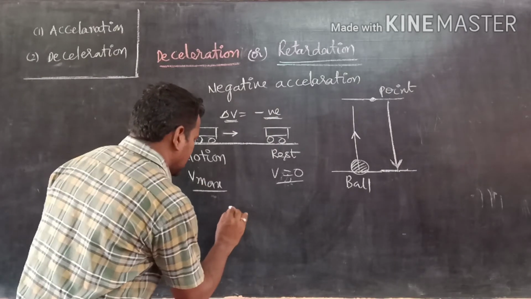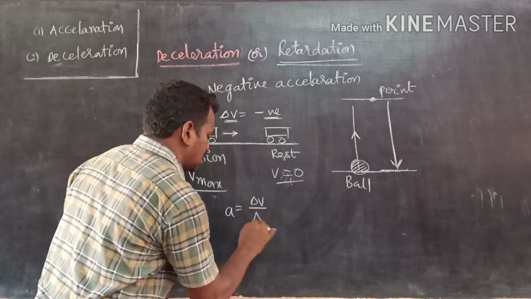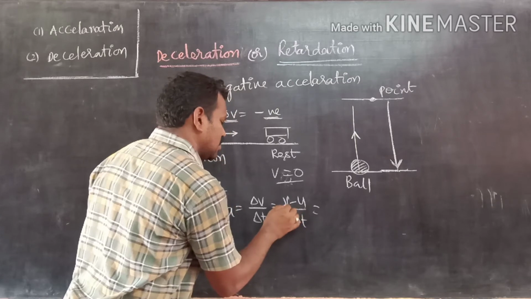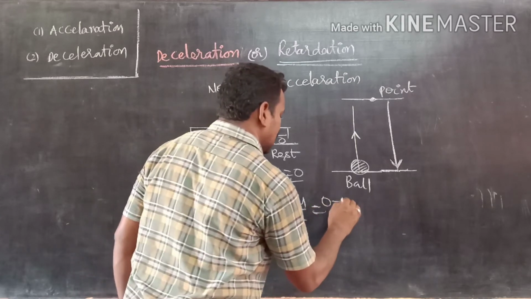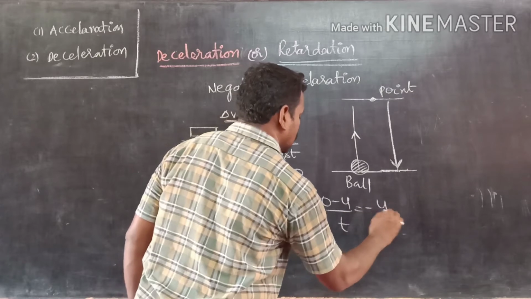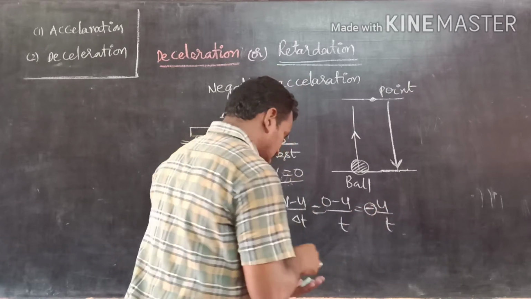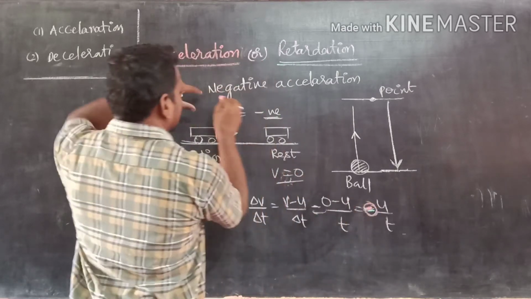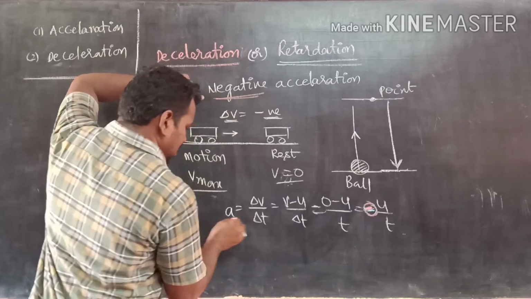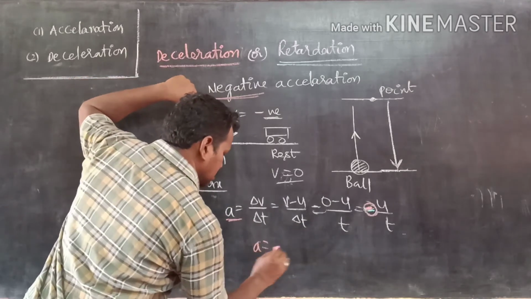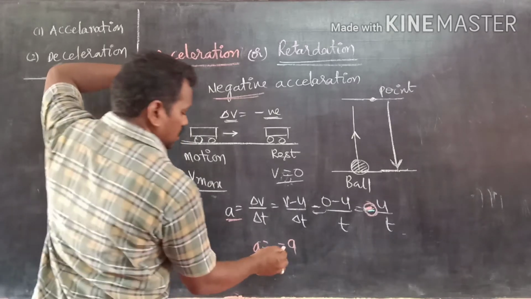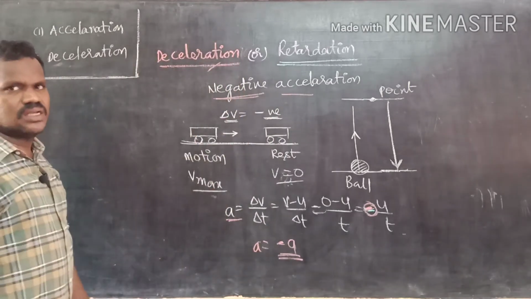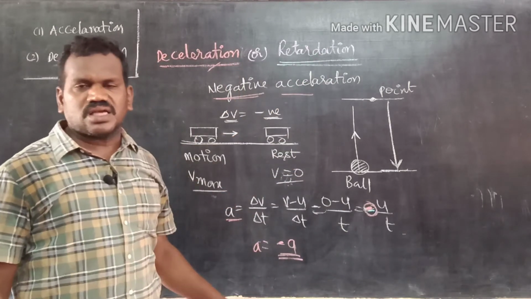Why? Because A is equal to delta V by delta T, that is nothing but V minus U by T. What is the value here? Final velocity 0 minus U by T, that is equal to minus U by T. Here the minus symbol indicates negative. So negative acceleration can be written as A is equal to minus A. Now this negative acceleration is called deceleration, which is also called retardation.